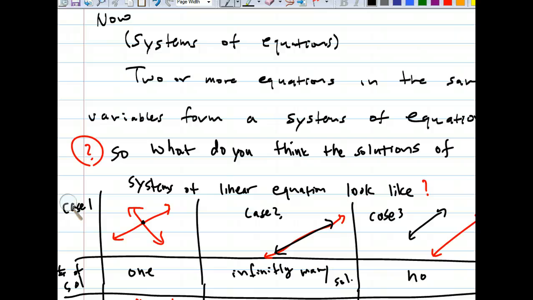Okay, so let me ask you this: what can you tell me about case one in terms of the slope of the lines? If you have one solution, the slope of the lines must be... opposite? No, not opposite. Not reciprocal. Not the same. If you have one solution, the slopes are not the same. Different is the right answer. I said not the same.